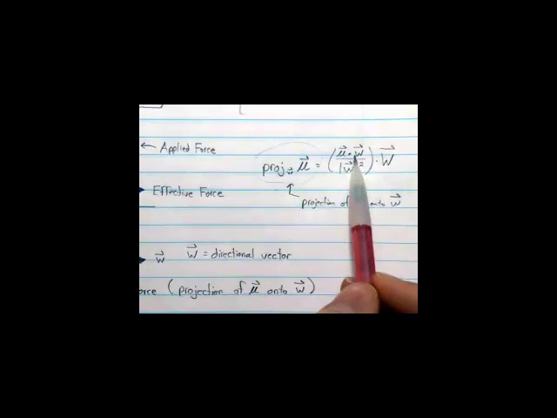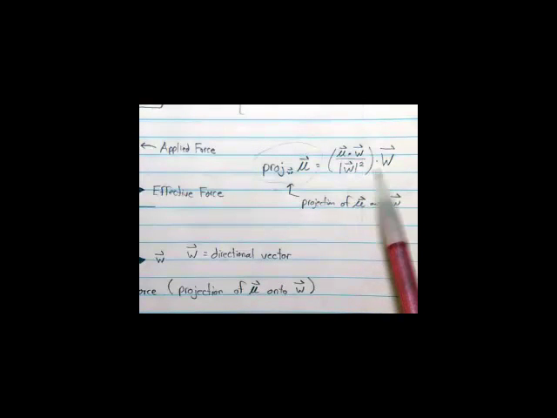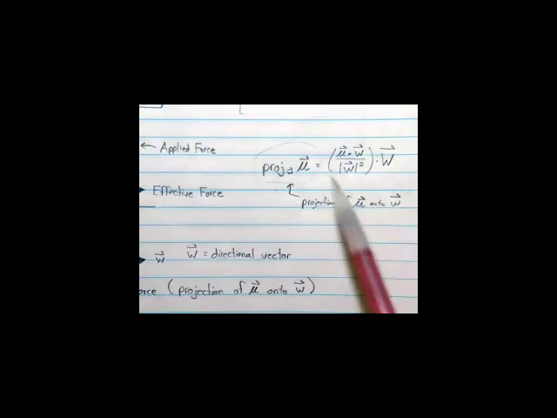Wait, I thought you just said that W didn't have a length. The length doesn't matter. That's what I said. I'll show you why in a minute. Here's the thing. W is a directional vector. The length of W does not matter, but the direction of W certainly does matter. That makes a difference. So we'll get to that in just a second. I'll show you why.